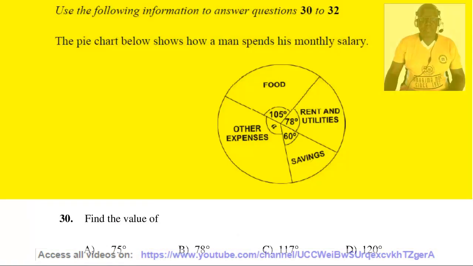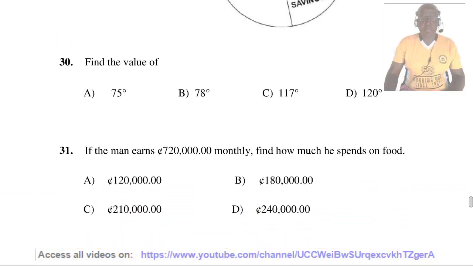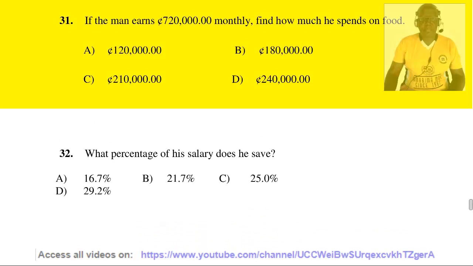Use the following information to answer questions 30 to 32. The pie chart below shows how a man spends his monthly salary. Question 30. Find the value of A. Possible answers. A. 75 degrees. B. 78 degrees. C. 117 degrees. D. 120 degrees.